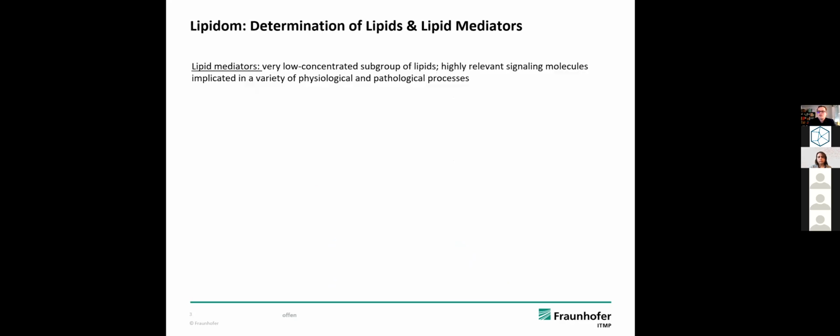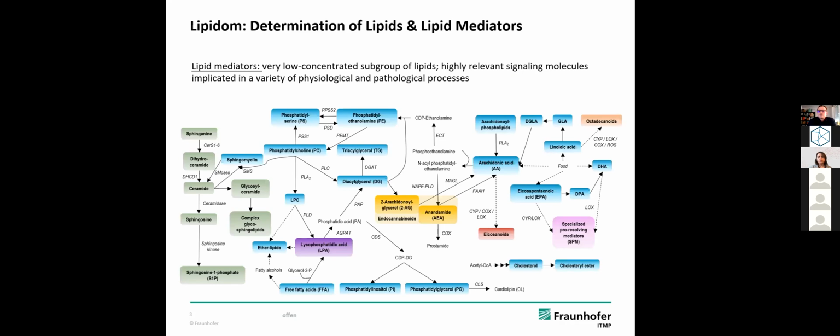The main focus of my group is the lipidomics part in this multi-omics approach, and our main field of expertise is the targeted LC-MS/MS analytics for quantification of lipid mediators in different biological matrices. As probably not all of you are familiar with this term, just a very short explanation. Lipid mediators are very low concentrated lipids, highly relevant signaling molecules, and implicated in a variety of physiological and pathological processes. And this figure illustrates the spectrum of analytes which are analyzed within our group.